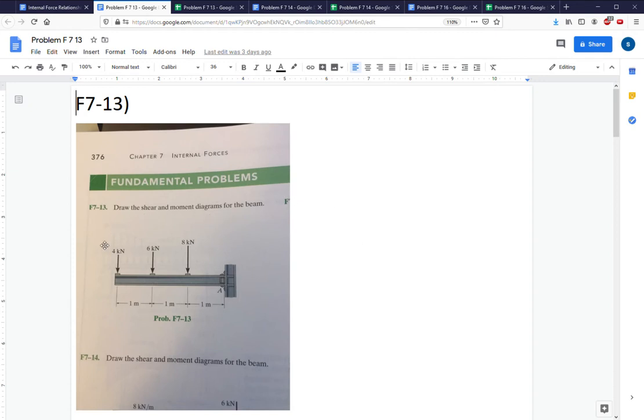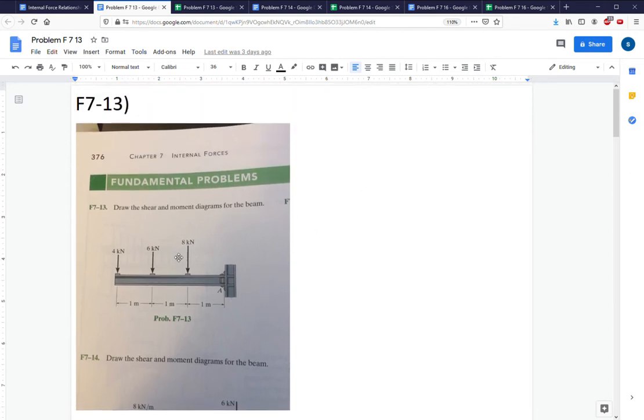So consider this beam right here. There are 3 downward applied forces. We also imagine there's going to be reactions at A. And this is a firmly connected support. So there's potentially reactions in the X, reactions in the Y, and an applied moment at the beam.